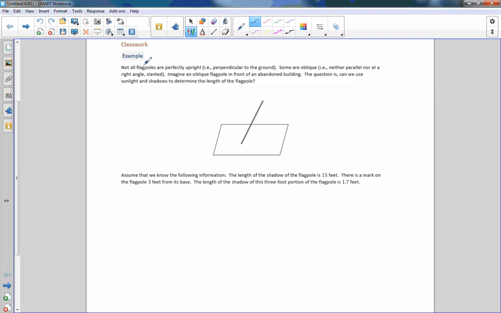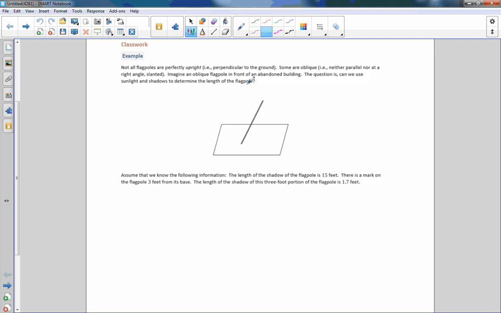So the first example says, not all flagpoles are perfectly upright, meaning perpendicular to the ground. So in other words, this is not a 90-degree angle. Some are oblique, which is what we call two lines that are neither parallel nor perpendicular, or right angles. Imagine an oblique flagpole in front of an abandoned building. So here's a portion of the ground they're showing, and here's the flagpole in the ground, and it's not perpendicular with the ground. The question is, can we use sunlight and shadows to determine the length of the flagpole?